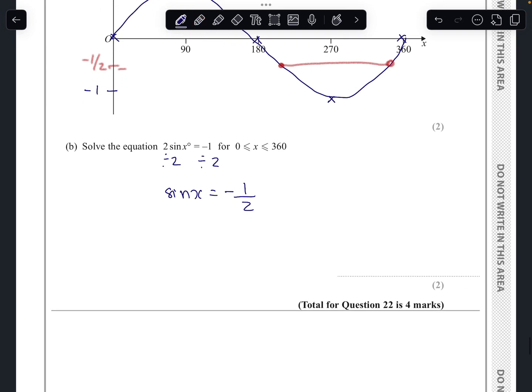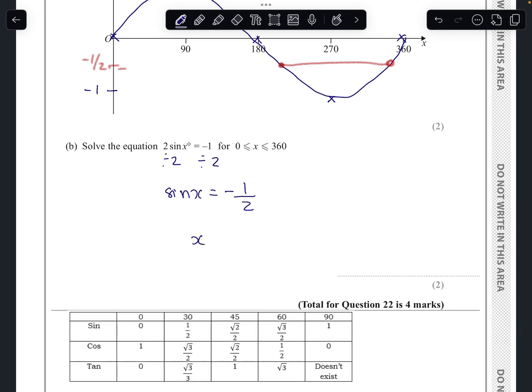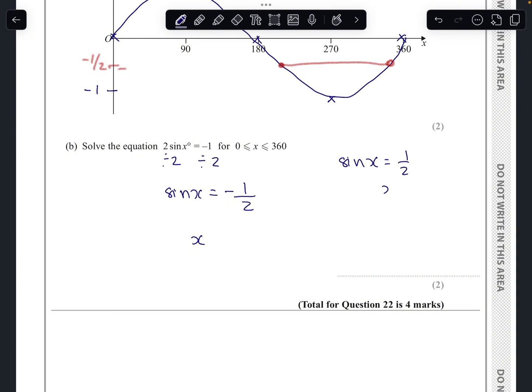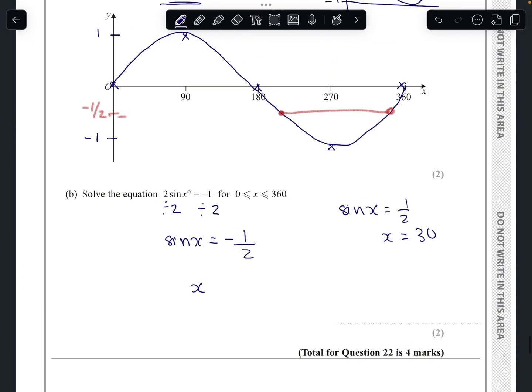You should know what this value is, but if you can't remember, at least remember what x is when sine of x equals a half. So sine of x equals a half, x equals 30. This is helpful because 1 over half here, we know this is 30. So we know it's going to be 30 points away from when it's 0, if that makes sense.